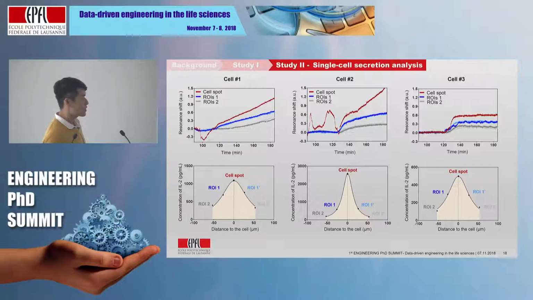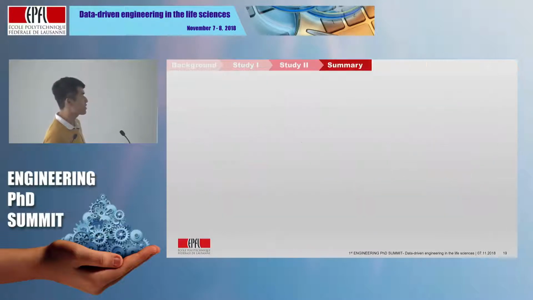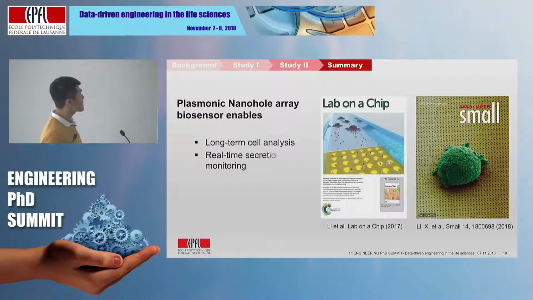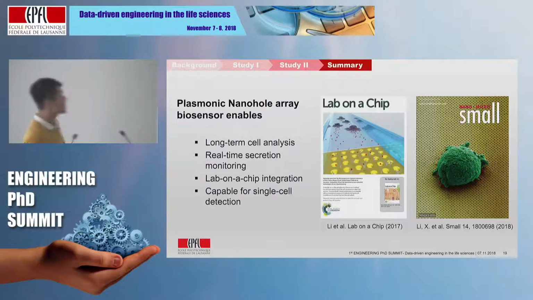And these two studies perfectly show the feasibility of our plasmonic nanohole arrays for label-free detection, even for spatial temporal analysis of single-cell secretion. They were published in Lab on a Chip and Small, and the success shows that our plasmonic nanohole array biosensor enables long-term and real-time cell analysis, and is capable of lab-on-chip integration and also single-cell detection.